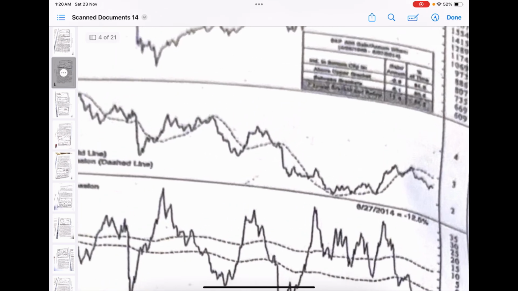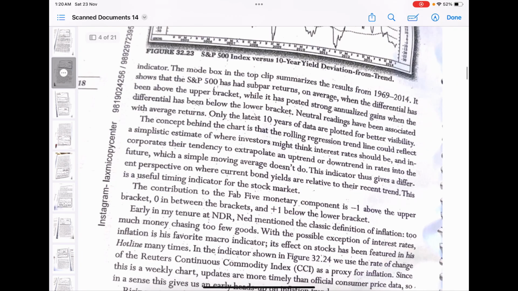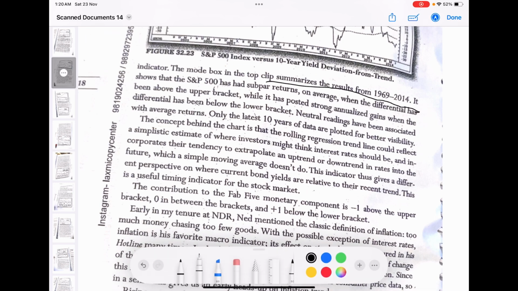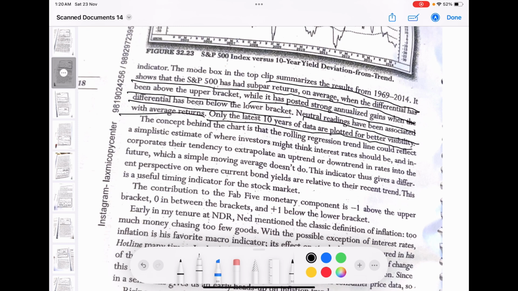You have the mode box here. The mode box basically summarizes the results from 1969 to 2014. It shows that the S&P 500 has had subpar returns on average when the differential has been above the upper bracket, while it has posted strong annualized gains when the differential has been below the lower bracket. Neutral readings have been associated with average returns. Only the latest 10 years of data are plotted for better visibility.